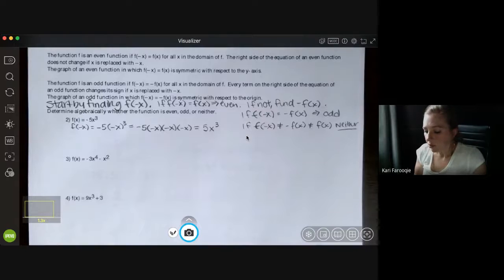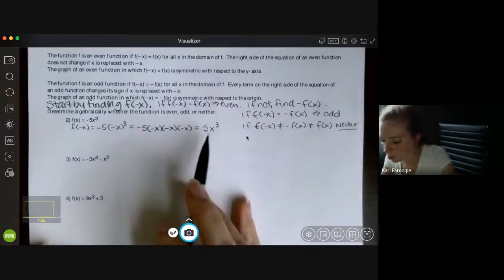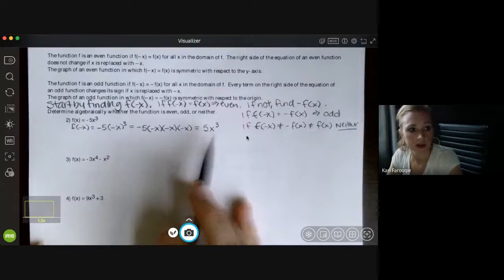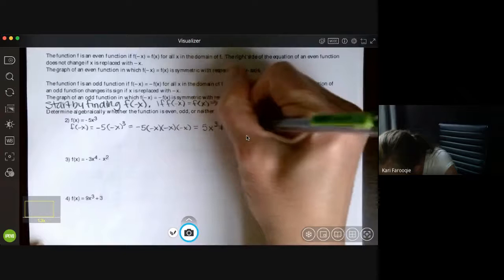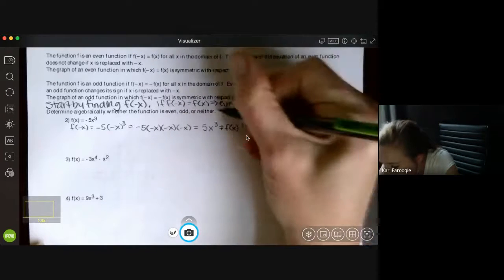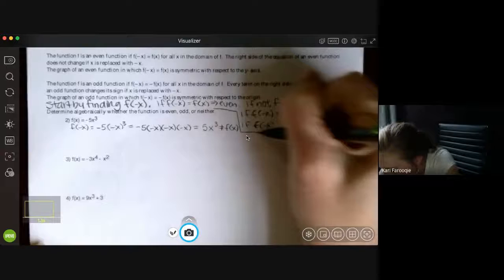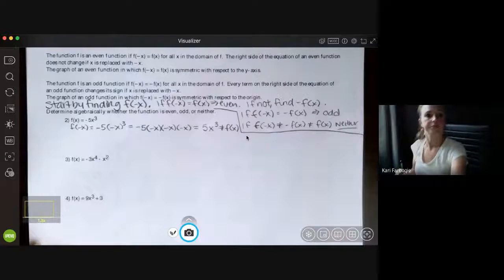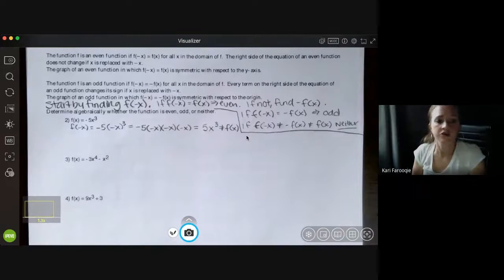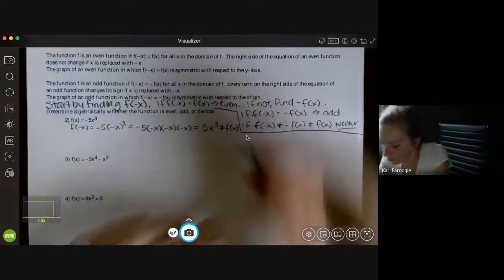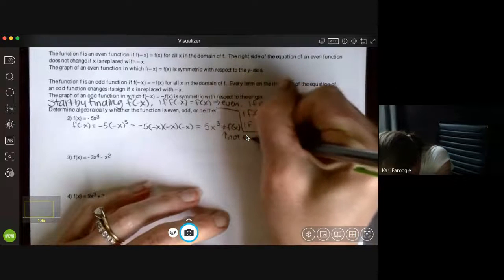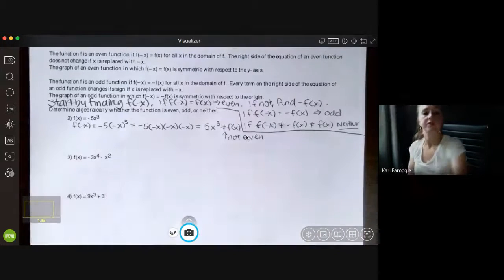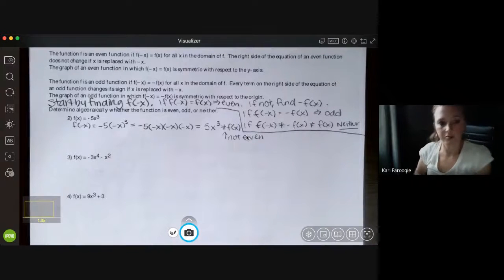Now, we started out by finding f of negative x, which ended up being 5x cubed. That is not the same as negative 5x cubed. So f of negative x does not equal f of x. Sorry, I'm going to box this off a little bit. So we don't have an even function. That's our conclusion here. Now, just because it's not even doesn't mean that we should stop. We still need to determine whether the function is odd.